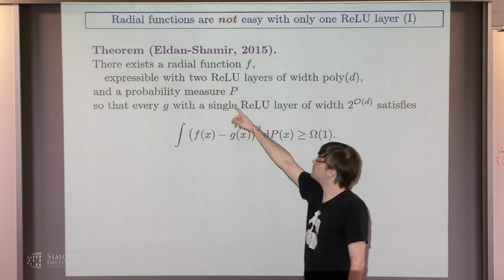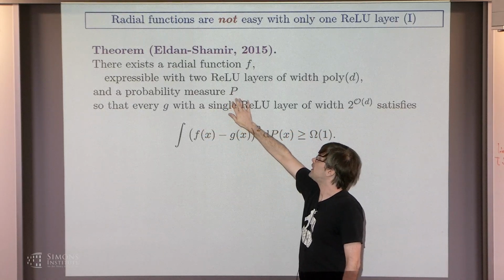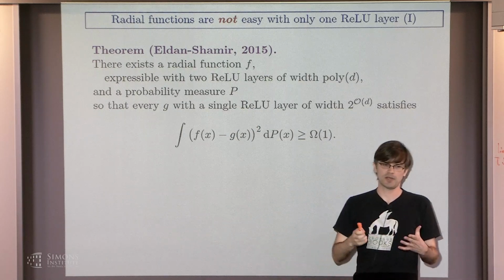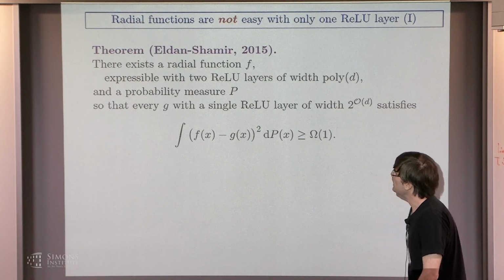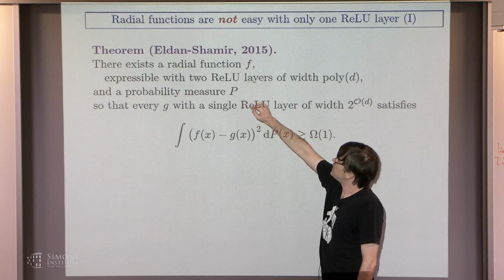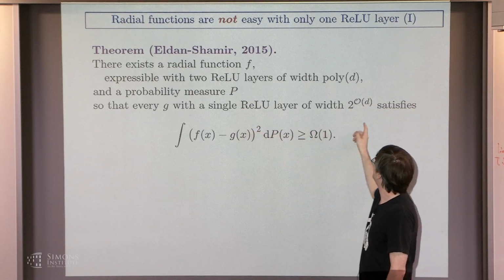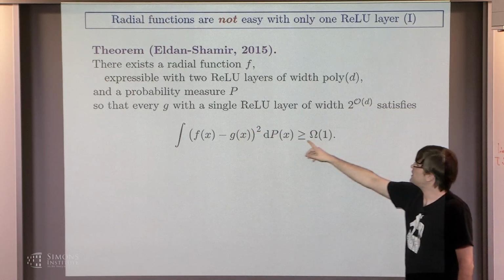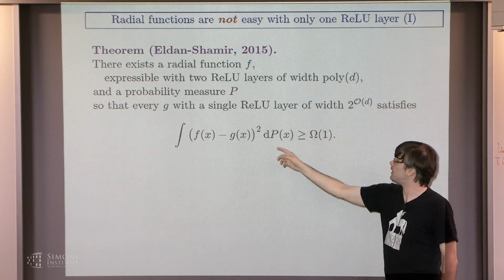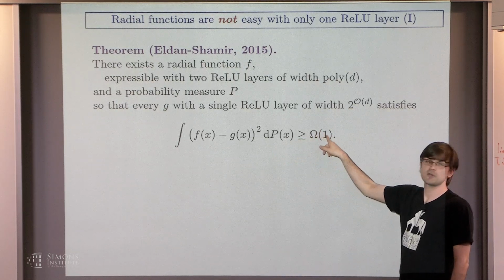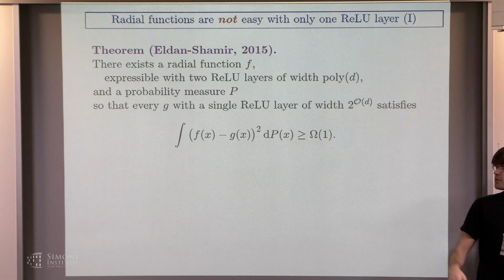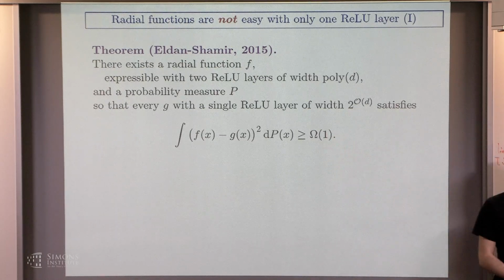So I've kind of missed a little on my original goal. I'm constructing a probability measure that'll make the lower bound a little better. So there's a probability measure so that anything with only one ReLU layer and exponential size has a constant lower bound. So it's a constant away. This does not depend on dimension or anything else. This is really just some constant.